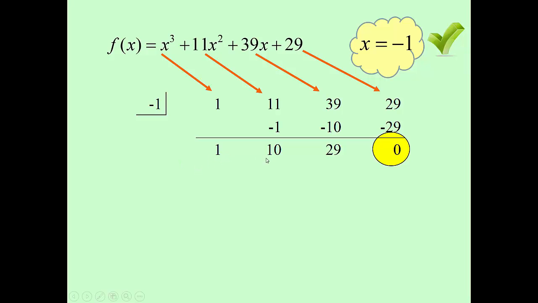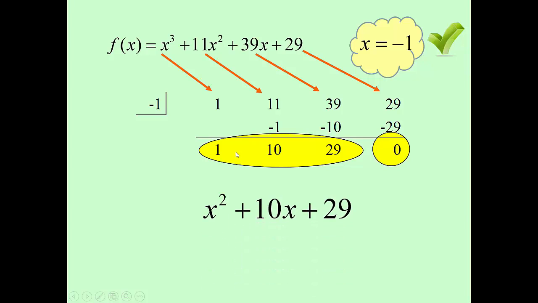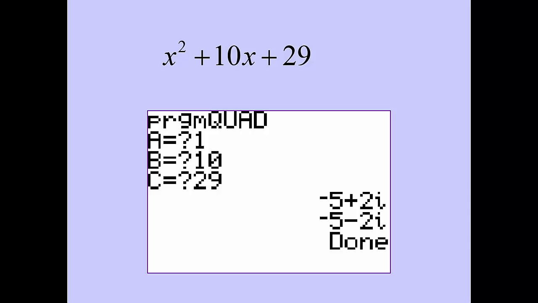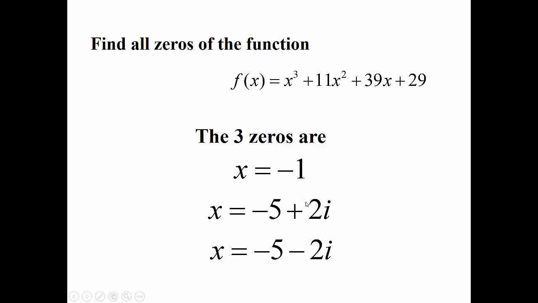Now, after you've done the synthetic division, the 1, 10, and 29 tells us this is the quadratic, x squared plus 10x plus 29. And we can solve the quadratic by using the quadratic formula program on our calculator. If we run our quadratic formula program, you can see we get negative 5 plus 2i, negative 5 minus 2i. So these are the three zeros for that polynomial.